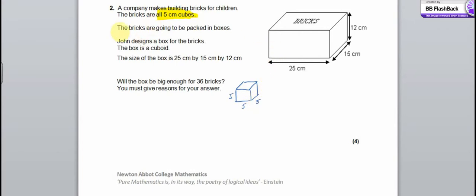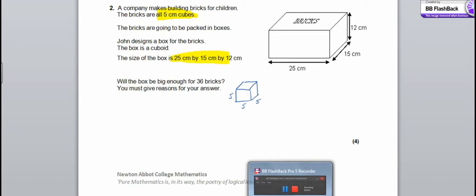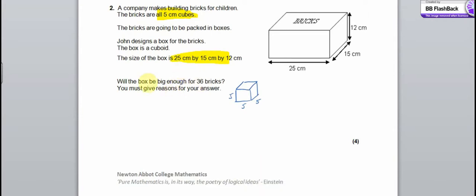How long, high and wide it is. Okay. The bricks are going to be packed in boxes. What a shock. John designs a box for the bricks. The box is a cuboid. The size of the box is this lot here, and of course that's the box we can see here. Notice the numbers match up. And the question finally at the very end, so if you really want to know what the question is, you've got to go right to the very end of these things, and it says, will the box be big enough for 36 bricks? There's the actual question.